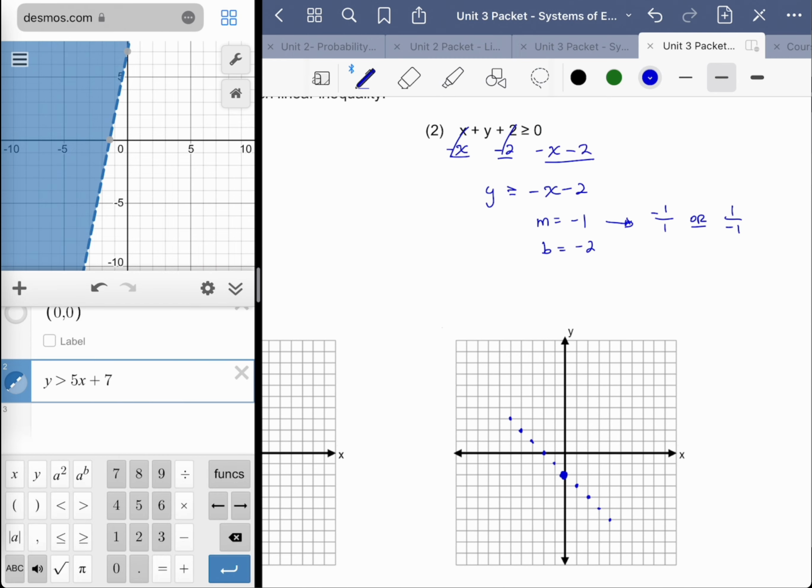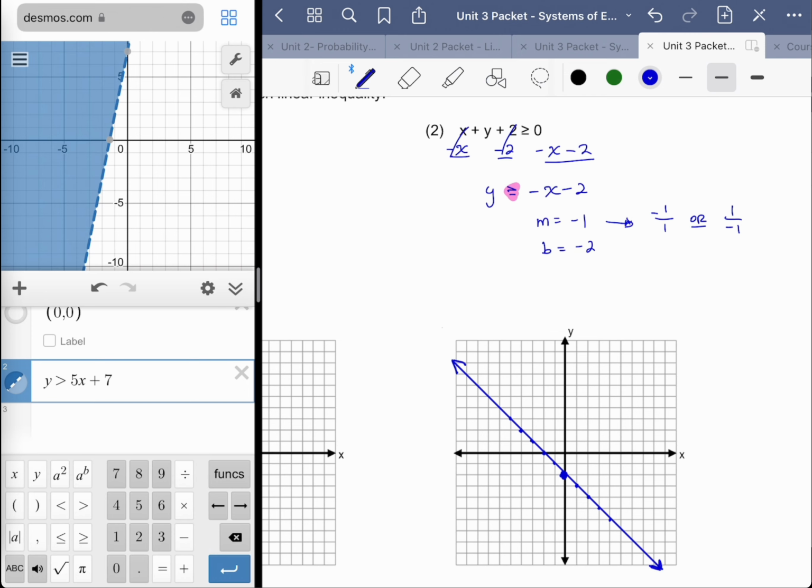All right. This is a greater than or equal to symbol. Greater than or equal to symbols, less than or equal, or just plain old equal, they all get solid lines. The only ones that don't get solid lines are the less than or greater than symbols.